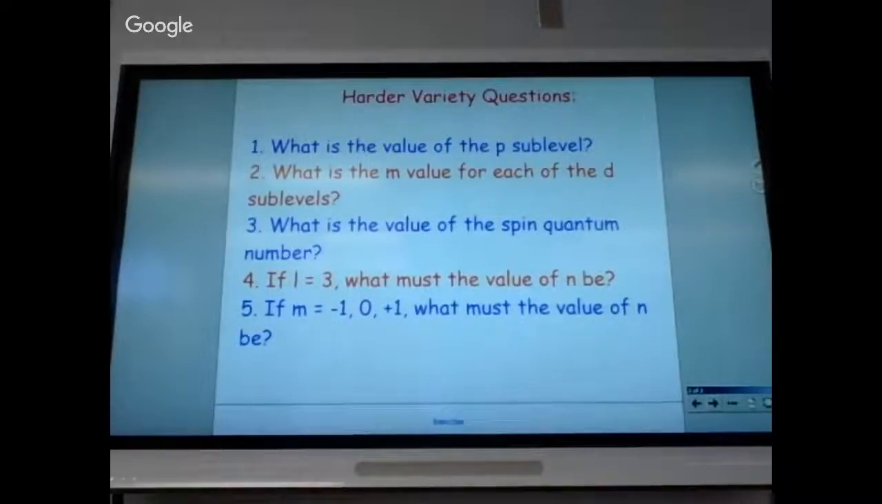That's an L for 4, right? Okay. That's an L. What is N? N, the principal quantum number, the energy level. What's the minimum energy level you would need to have L equals 3? All right, so L is F. So what would N need to be to have an F? 4. Is that right? You say 4?